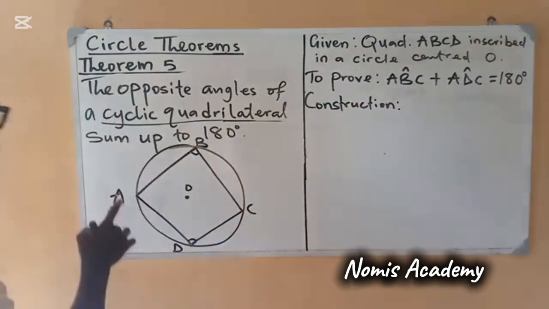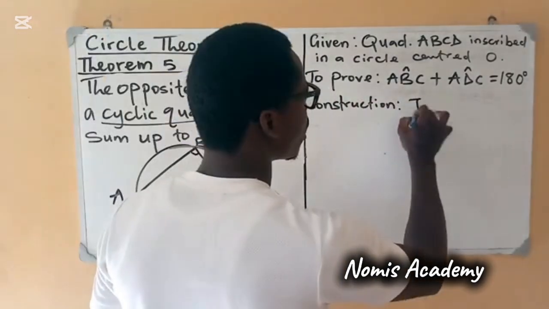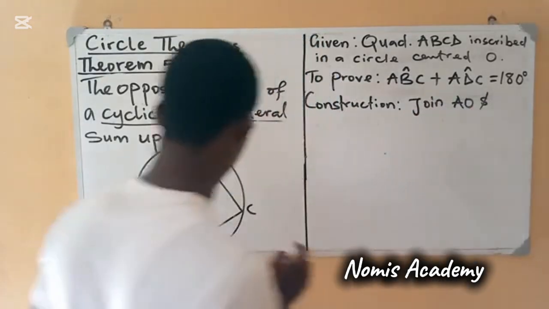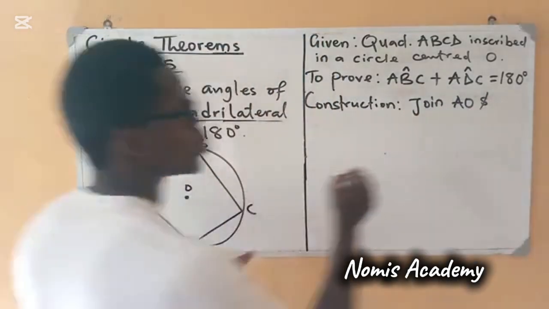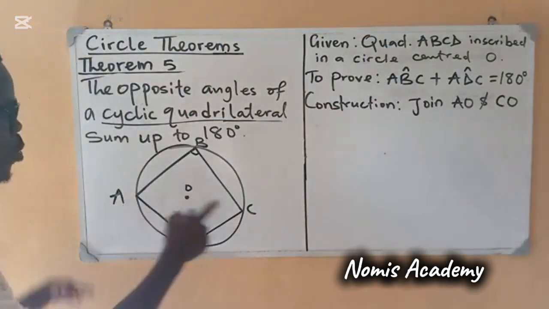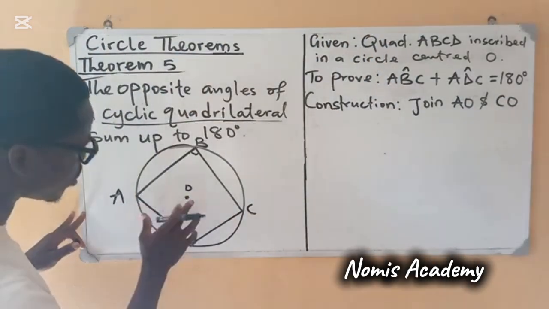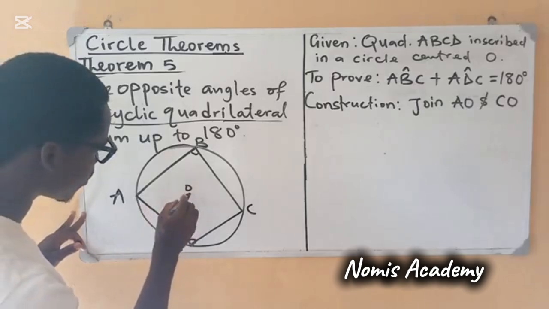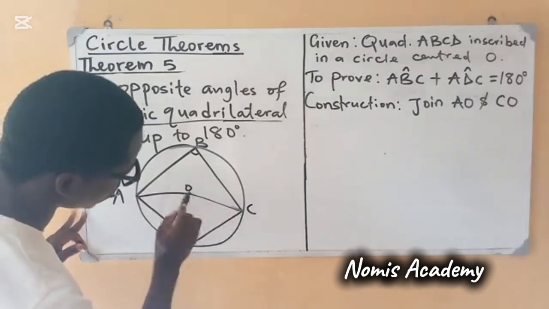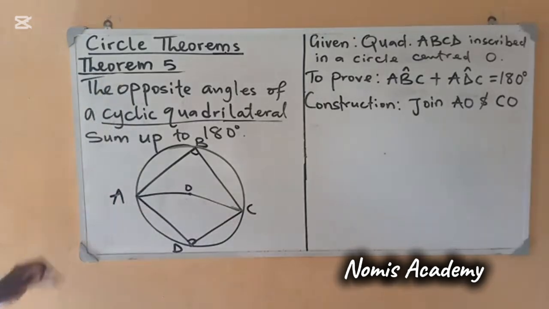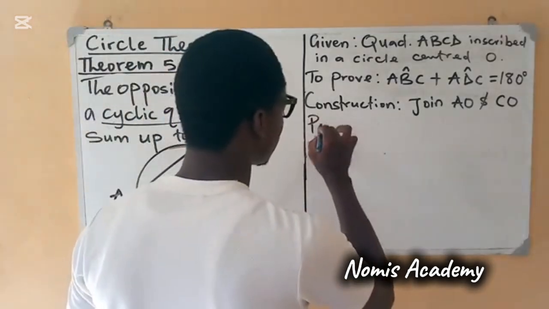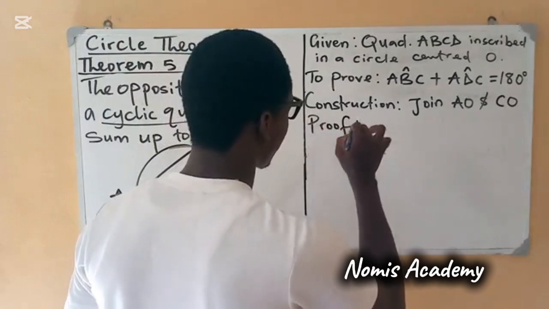Okay, we have to join A to O, join AO and CO. So we are joining AO and CO. So we have something like this. Okay, so we have that. Now let's continue with the proof. So the proof proper.